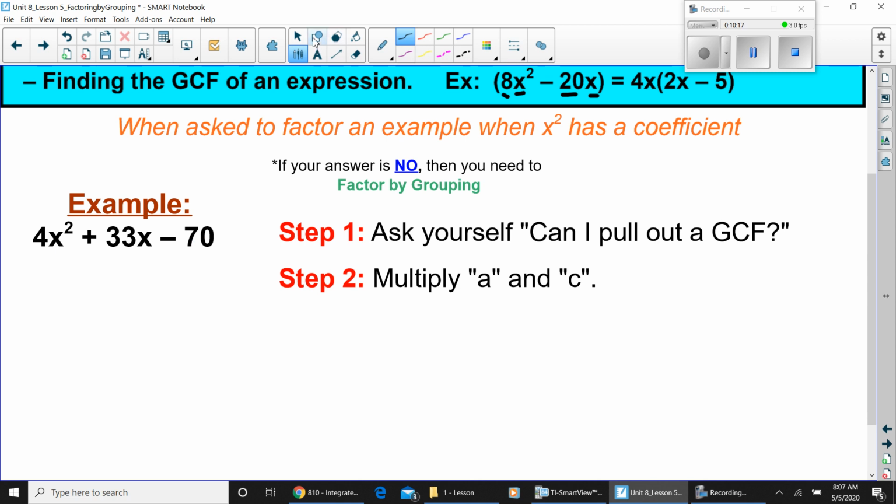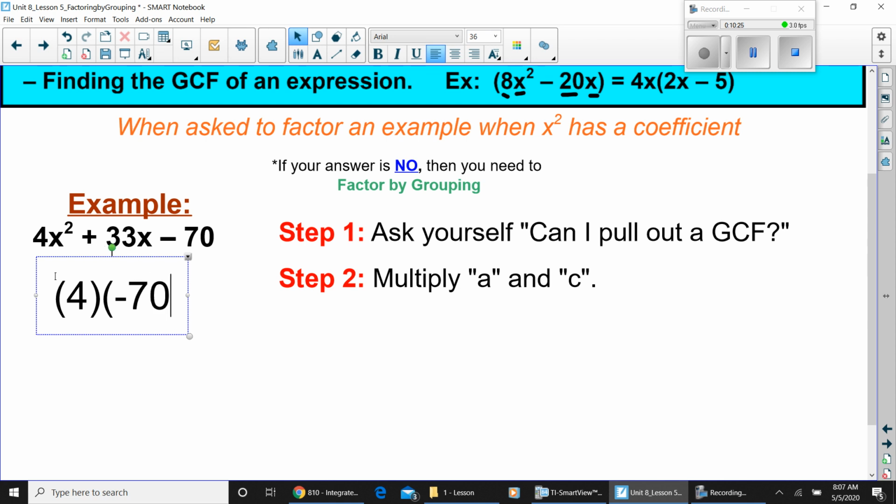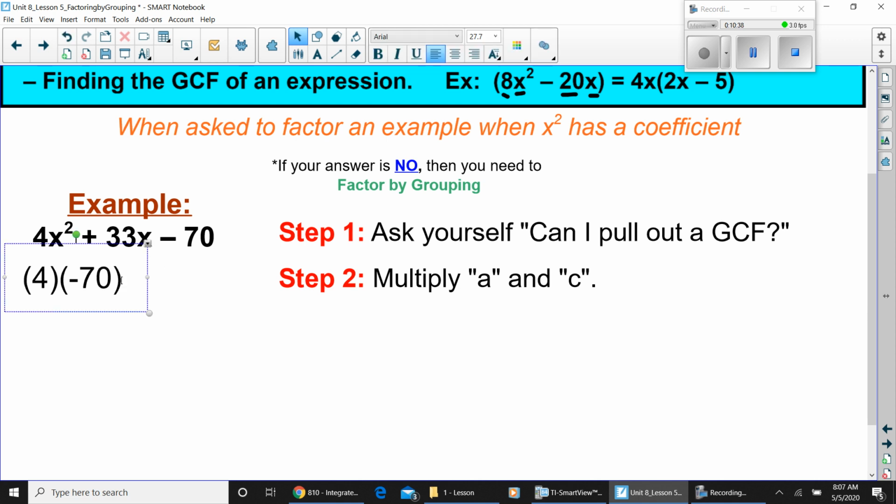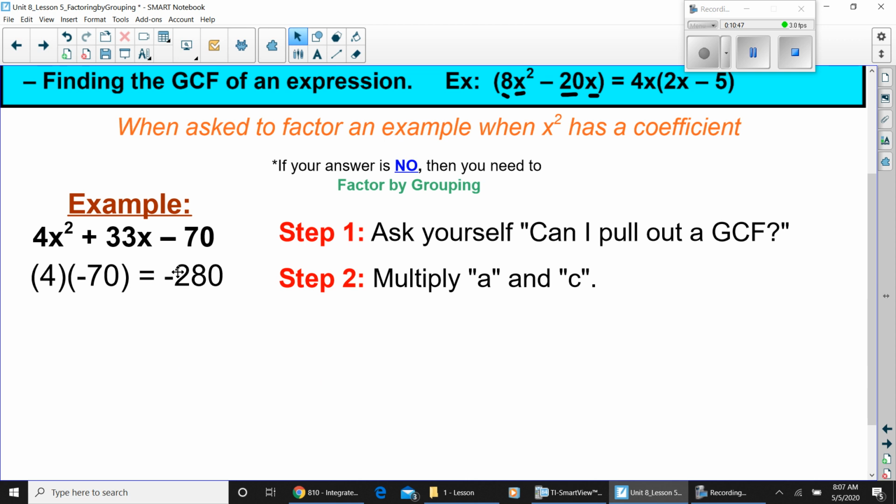All right, so we're going to just multiply that 4 times negative 70, just like that. All right, and when you multiply 4 times negative 70, use your calculator to do it. Obviously, these are not easy numbers. This is negative 280. All right, and that is step 2.